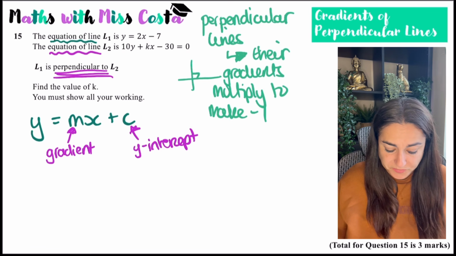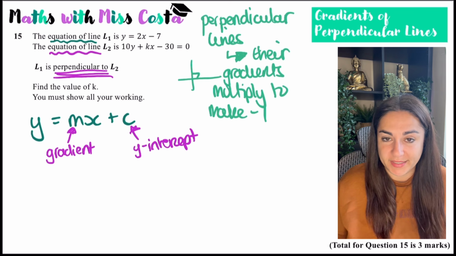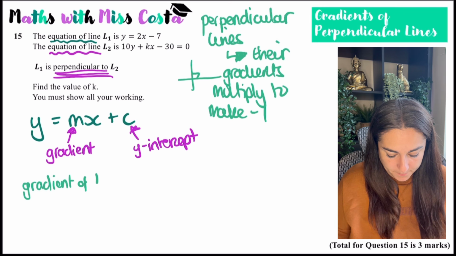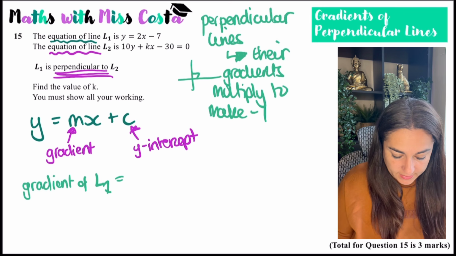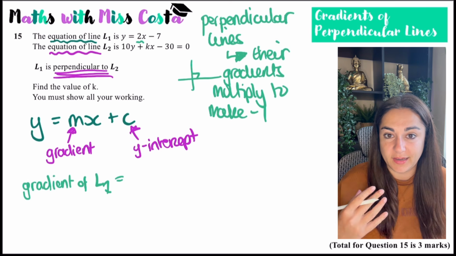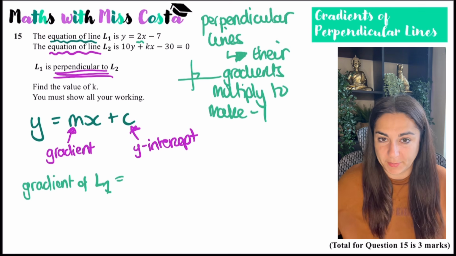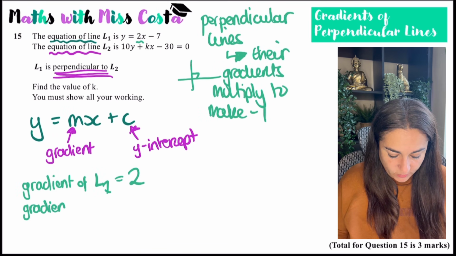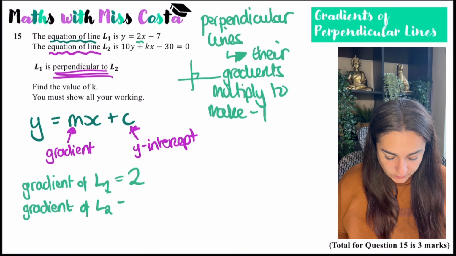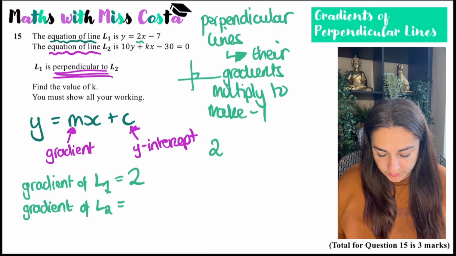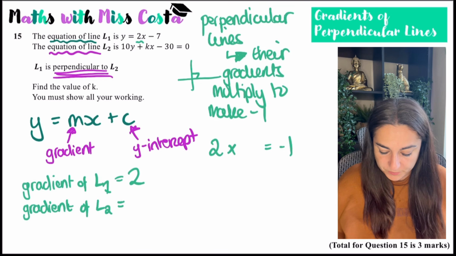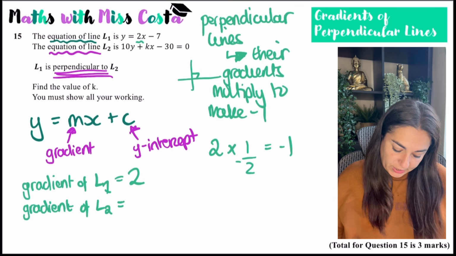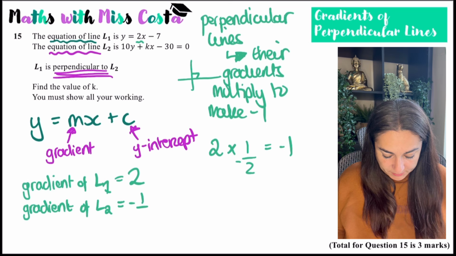Now, our first line is very simple, it is y equals 2x minus 7. So the gradient of line 1 has been given to us. The gradient is always the coefficient of x when the equation is in the form y equals mx plus c. So the gradient of line 1 is 2. That means that I can easily work out what the gradient of line 2 is, because it's the negative reciprocal. So 2 times something must give me -1. The reciprocal of 2 is 1/2. It's going to have to be -1/2. So the gradient of line 2 is -1/2.